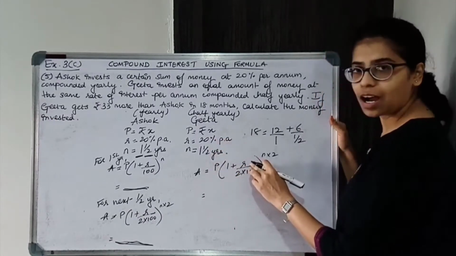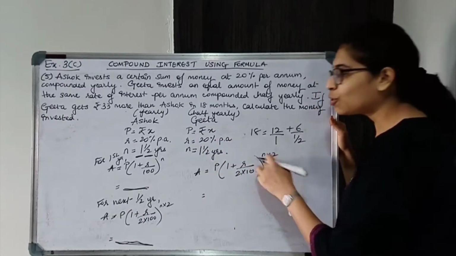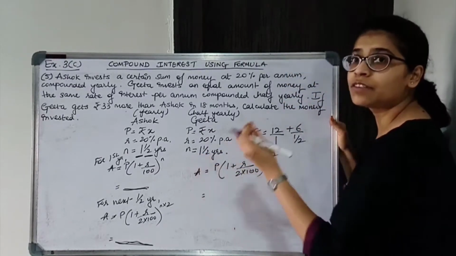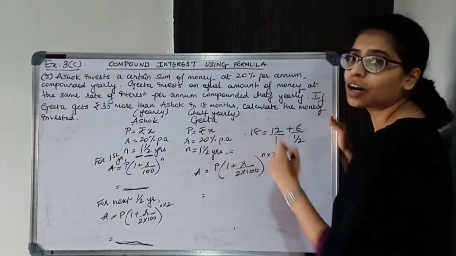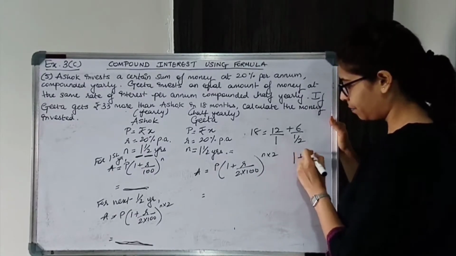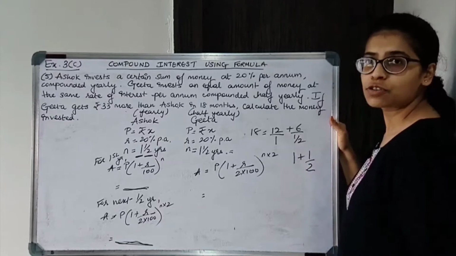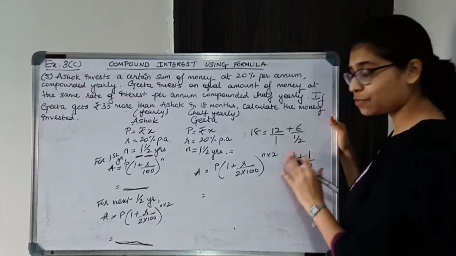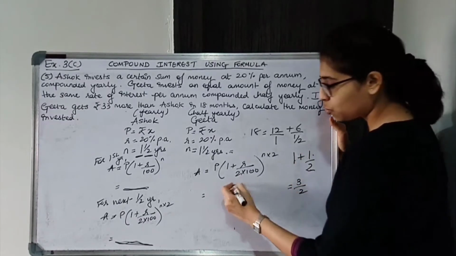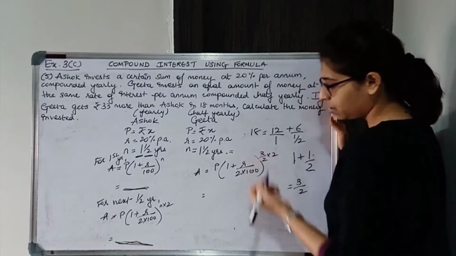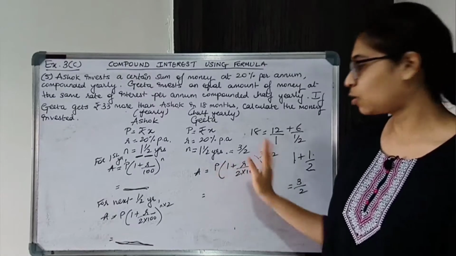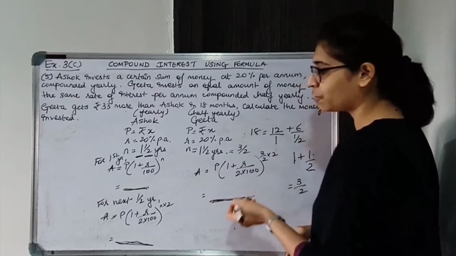P is x, r is 20, n you will not substitute as 1.5. Whenever the number of years is given in mixed fraction form, what will you do over here for half yearly? Convert it to a proper fraction. So 1.5, convert it to a mixed fraction, sorry, proper fraction. This is a mixed fraction, so 2 into 1, 2 plus 1, 3 upon 2. So n will be 3 upon 2. r will be 20, p will be x. On substituting the values, you will get something in terms of x.